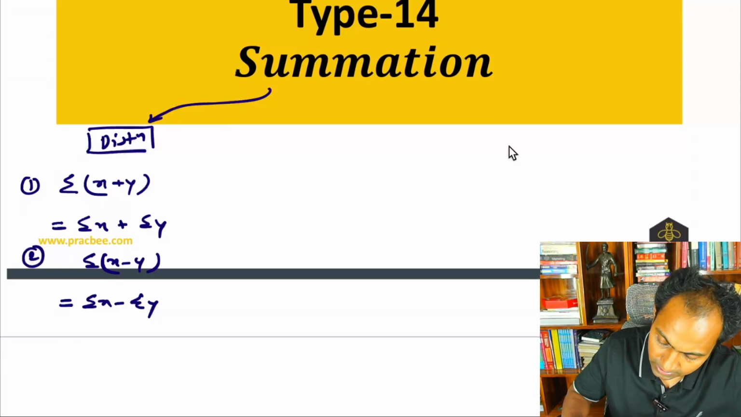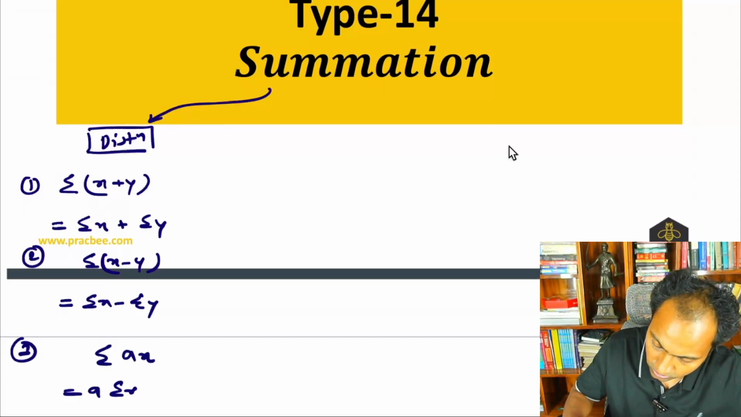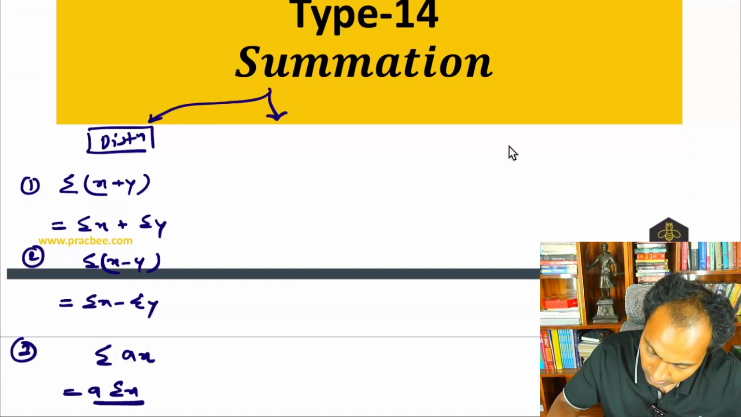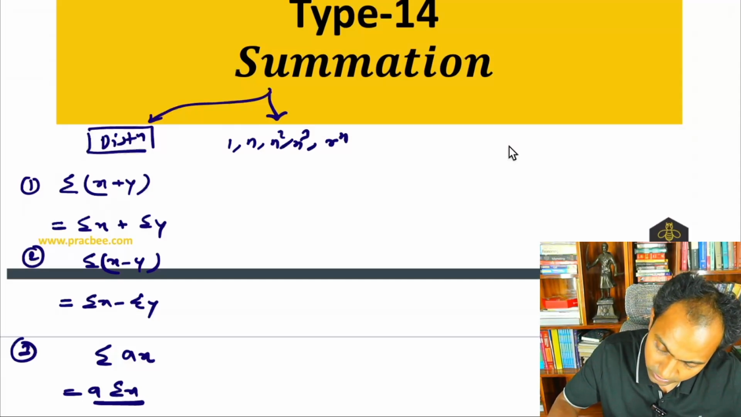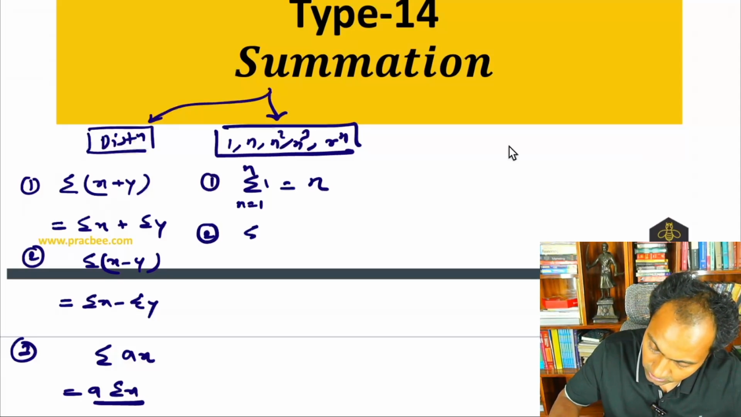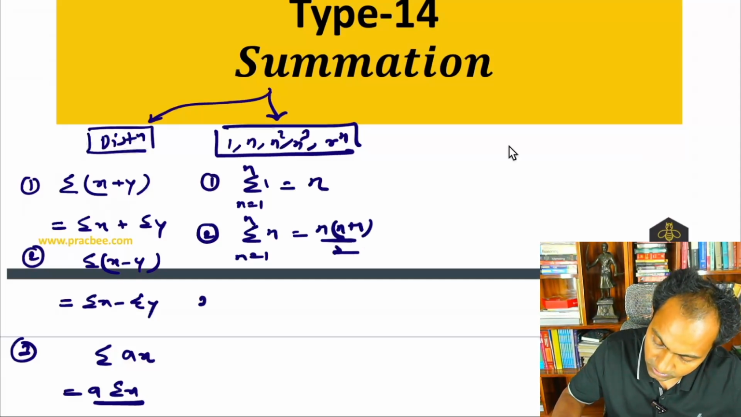Third is the idea: if you have a constant inside, we can take this constant outside. The second set of properties for summation is the summation of 1, n, n square, n cube and r raised to the power n. These are the four ideas. If I take the first summation of 1 from n equal to 1 to n, this will be equal to n. Summation of n from n equal to 1 to n will be n into n plus 1 by 2, that is nothing but the sum of n natural numbers.